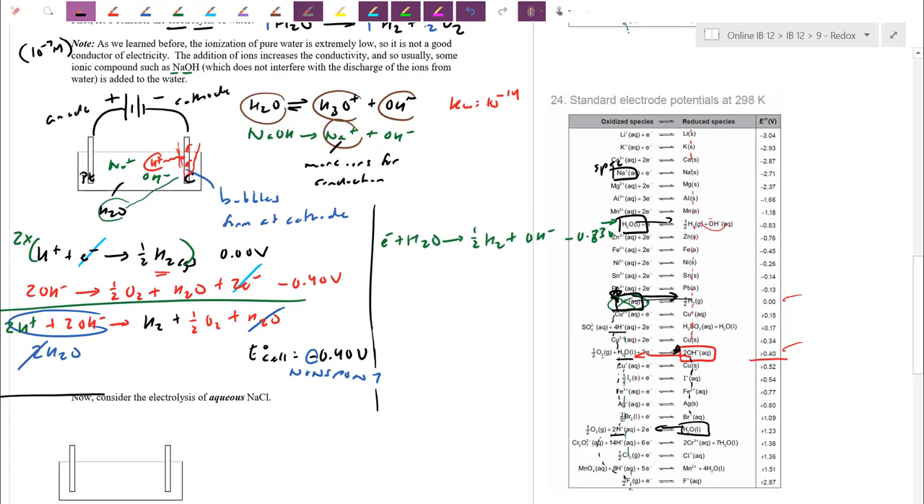So whether you deal with it based on the concentration of water being way higher than the H plus or the OH minus, or you just skip the H plus, skip the hydroxide, and look at the water equation, I just want to show you we end up with the same equation. So let's write this reaction backwards.